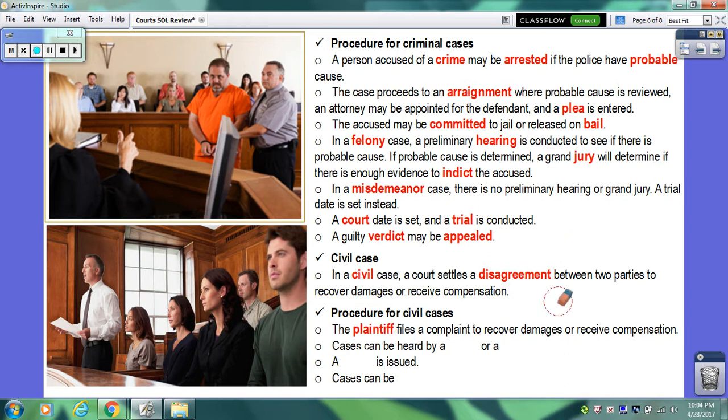So the plaintiff would file a complaint to recover damages or receive compensation. A case is heard by a judge or a jury, and it can be either one depending on the gravity of the case and the different parties involved. Once the case goes on, there's going to be a ruling, and depending on whether or not the ruling is satisfactory for the plaintiff, cases can be appealed to a higher level court if the outcome isn't exactly what they had hoped for to settle a disagreement, or if they think they could get a better ruling in a higher level of court.